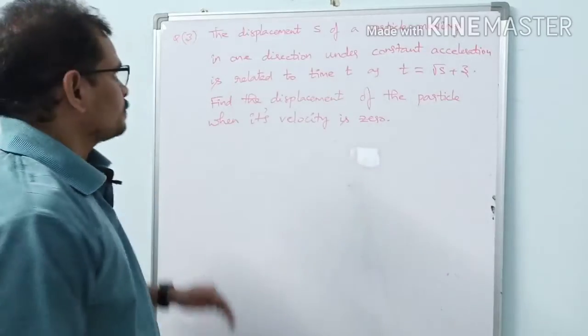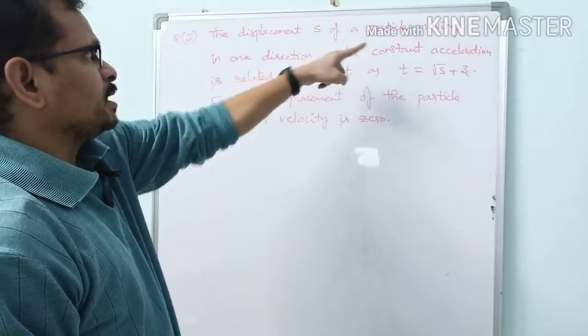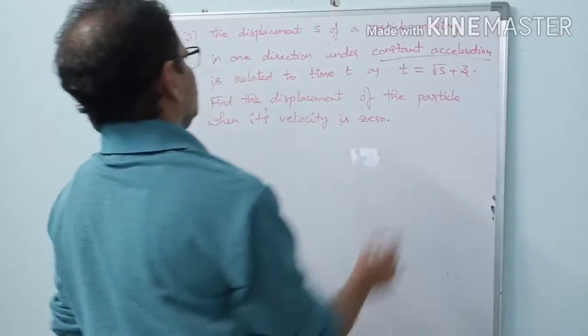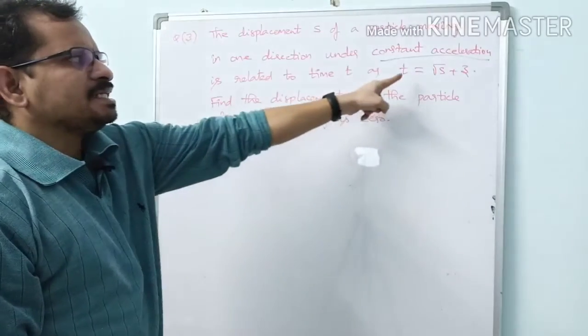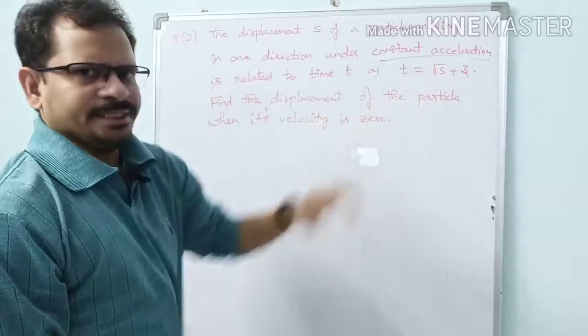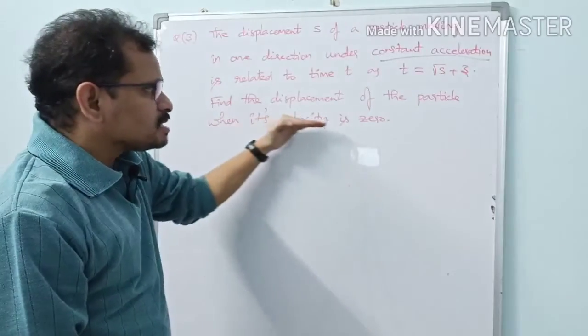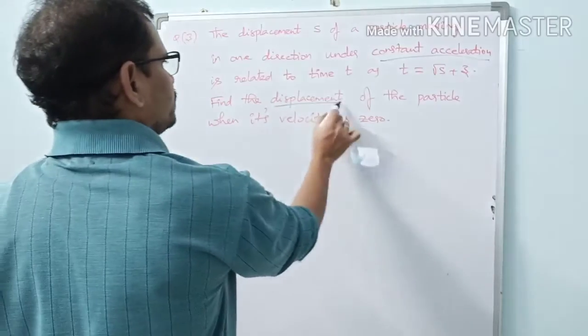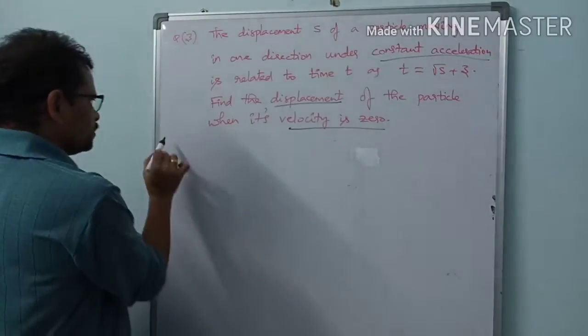So the next question is: the displacement s of a particle moving in one direction under constant acceleration is related to time t as t equal to root s plus 3. Find the displacement of the particle when its velocity is 0. You have to find the displacement when velocity is 0, right?